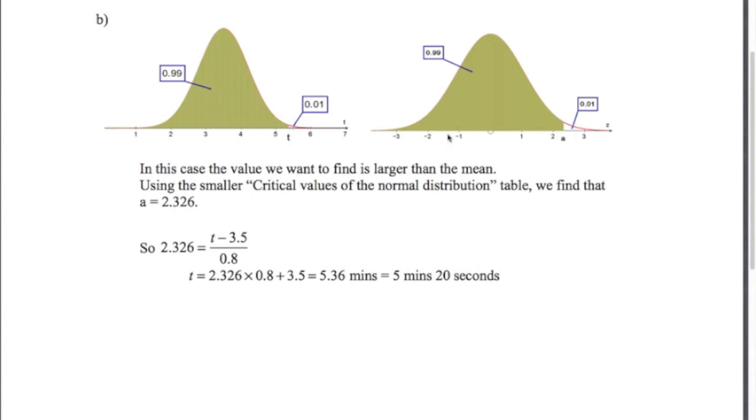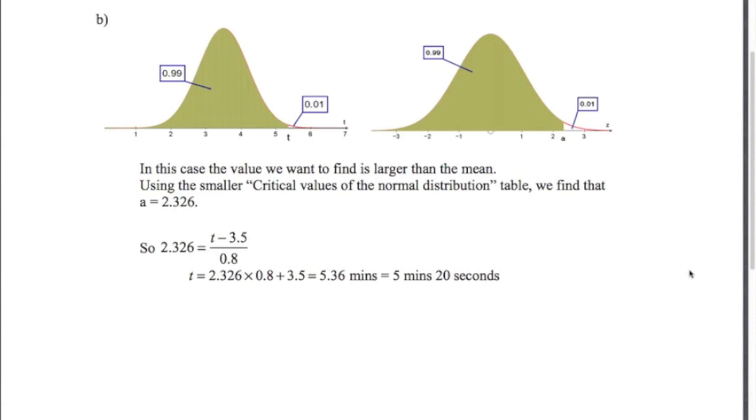And here's my diagram for z-values. I'm trying to find the z-value so that there and above is 1% or there and below is 99%. This is one of the values given in the table, 0.99. If you look in the table, it tells you the z-value is 2.326. That's the z-value we want. It's the value of A. So substituting in the formula, 2.326 is x, which I'll call t here, minus the mean over the standard deviation. So we times by 0.8 and add 3.5 gives us 5.36 minutes, or 5 minutes 20 seconds.